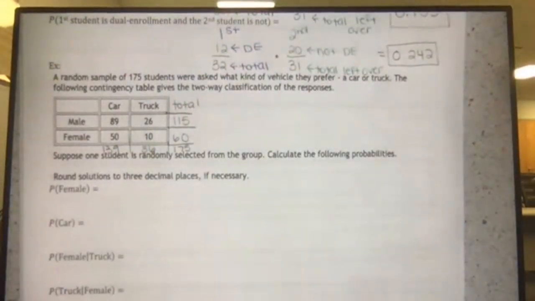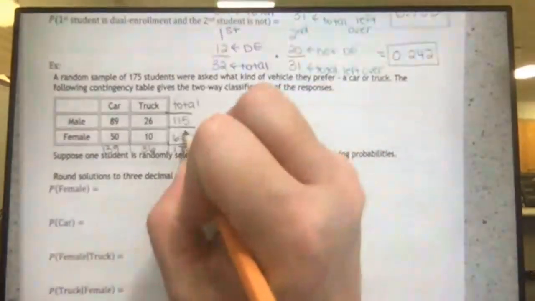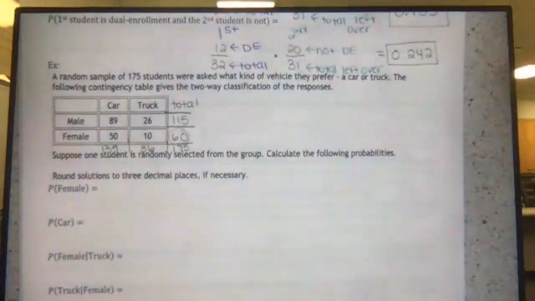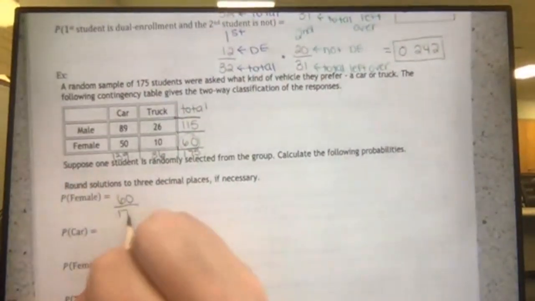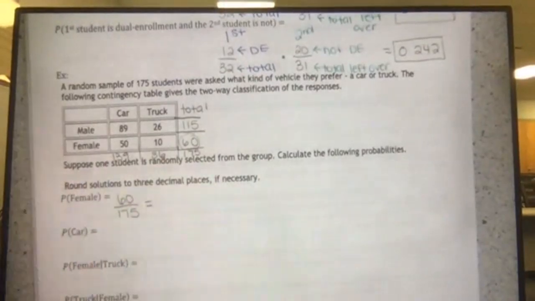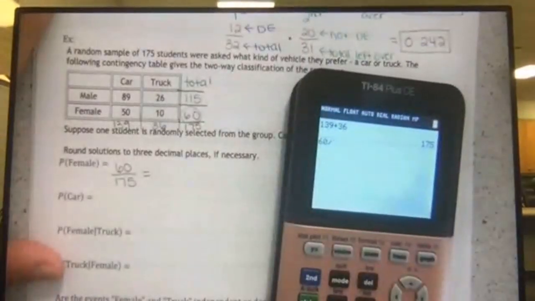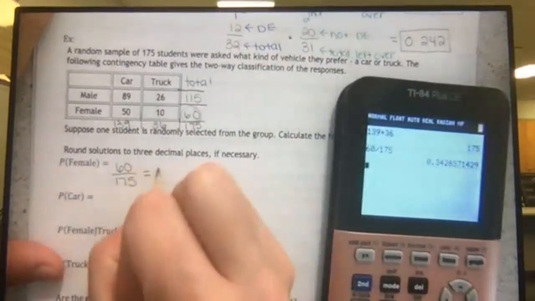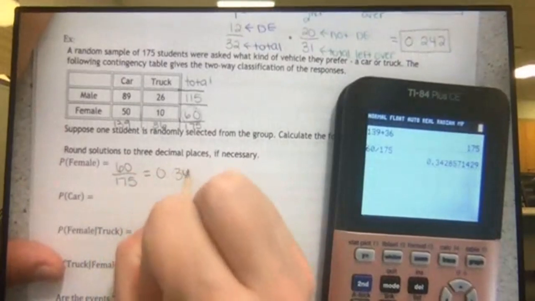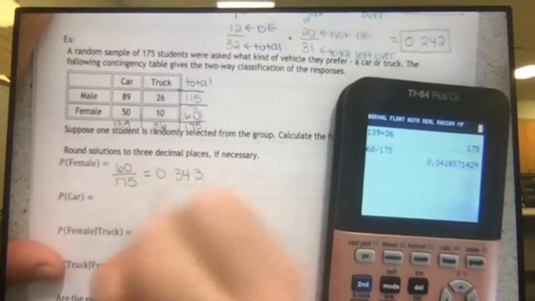It says, suppose one student is randomly selected from the group, calculate the following probabilities, rounded to 3 decimal places as needed. So what's the probability of female? We know our total females are 60, out of how many people total? 175. So 60 out of 175. Notice I don't care car or truck, female in general. And this would give me 0.3428, which will round up to 0.343.